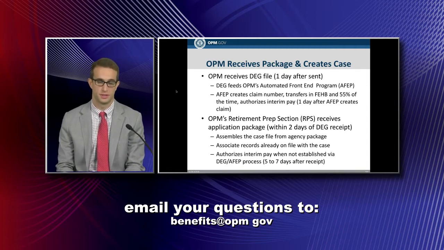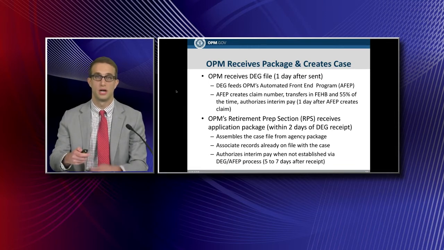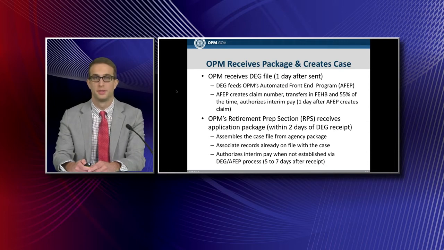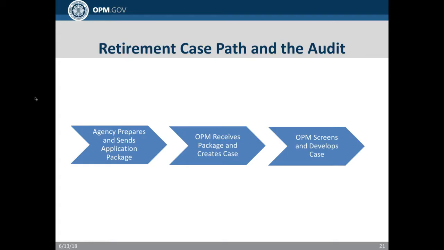And in the retirement preparation section, if they weren't automatically put into interim pay, they will then put the retiree into interim pay. And this can take 5 to 7 days from receipt of the physical application package. Once the case is completed, it then goes to the retirement development section.